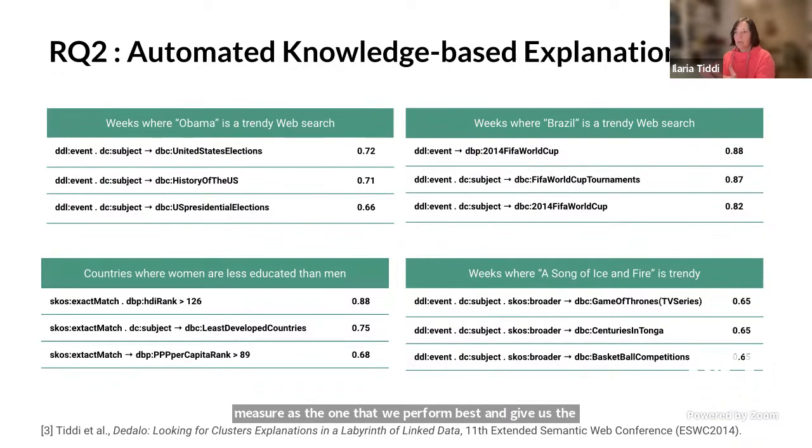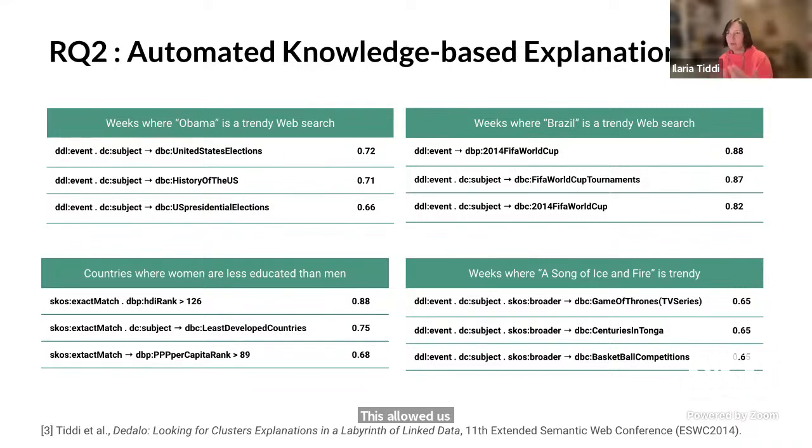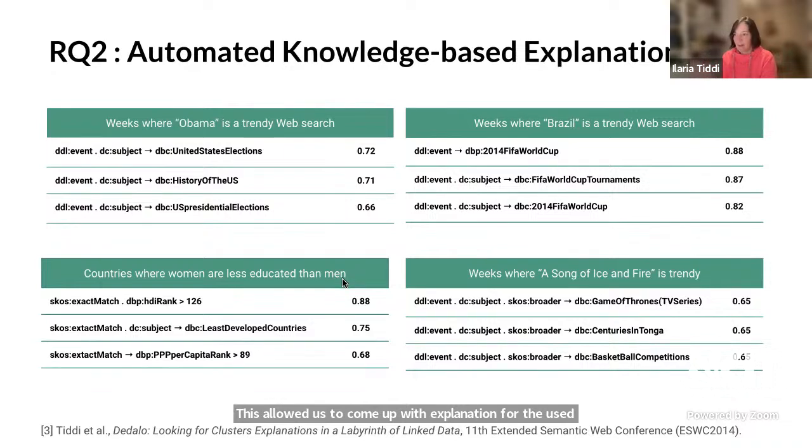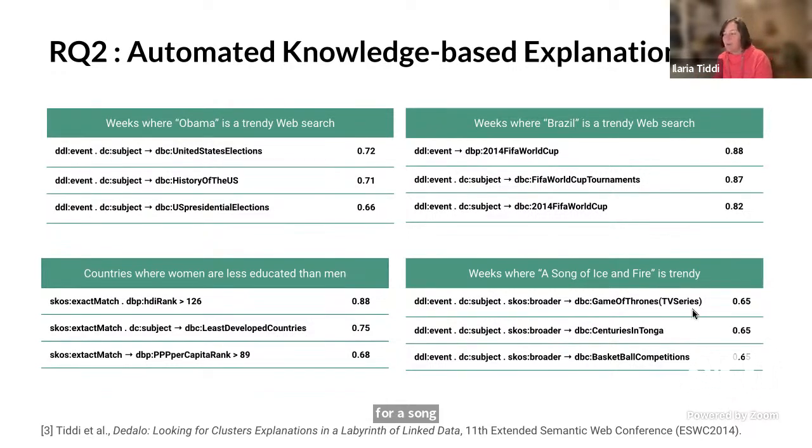This allowed us to come up with explanations for the use cases I was showing before. So why are women less educated than men in certain countries? And that's mostly when countries are least developed, for example. So they have quite a high human development index rank, or they are defined in Wikipedia as least developed countries. Or we had explanations like, okay, people search for A Song of Ice and Fire whenever there is an event that is somehow linked to a Game of Thrones TV series.